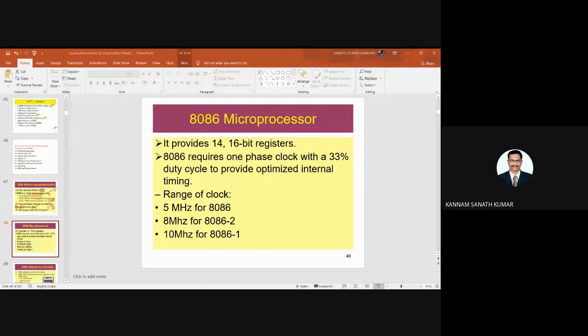So what is the range of clock frequency? As I told you, it is available in three versions. 8086 is 5 megahertz, 8086-2 is 8 megahertz, 8086-1 is 10 megahertz. These are the clock frequencies.